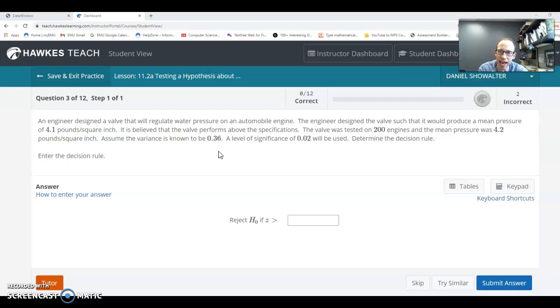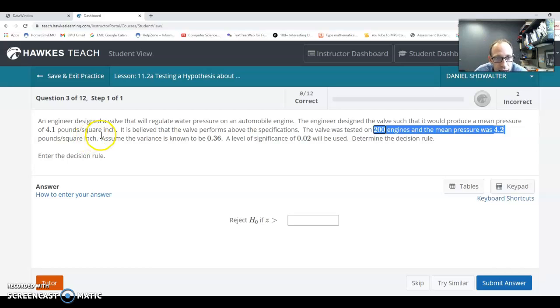So in this case, we have sigma. We have the population standard deviation. So for our decision rule, we can use a z. And if we were going to conduct a hypothesis test, we could do a z-test. If the variance instead would come from the sample on these 200 engines, like mean pressure was 4.2 with a variance of 0.36, then we don't know the population, we'd only know the sample, and in that case, we'd have to use a T, or T procedure, or T-table.